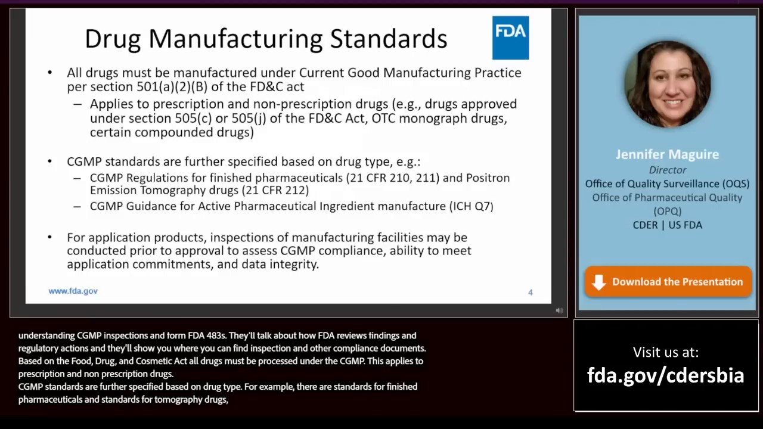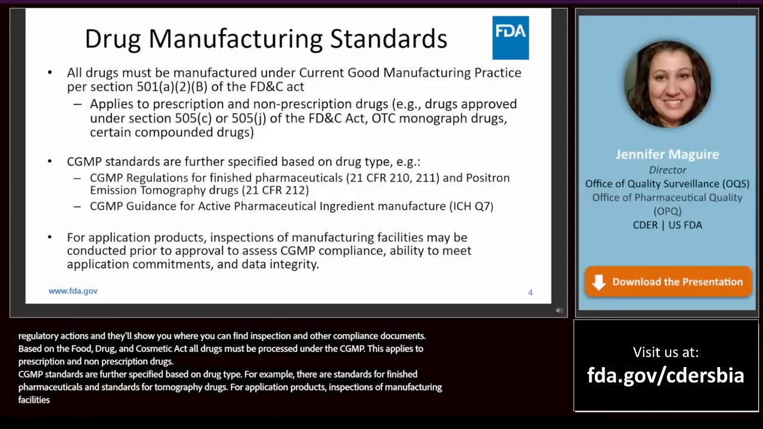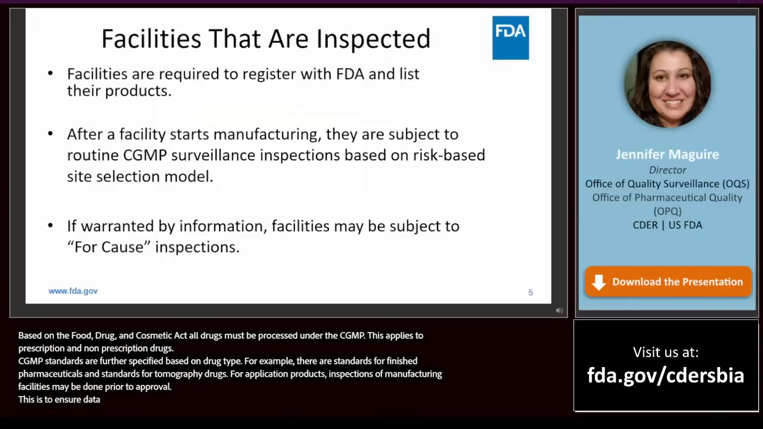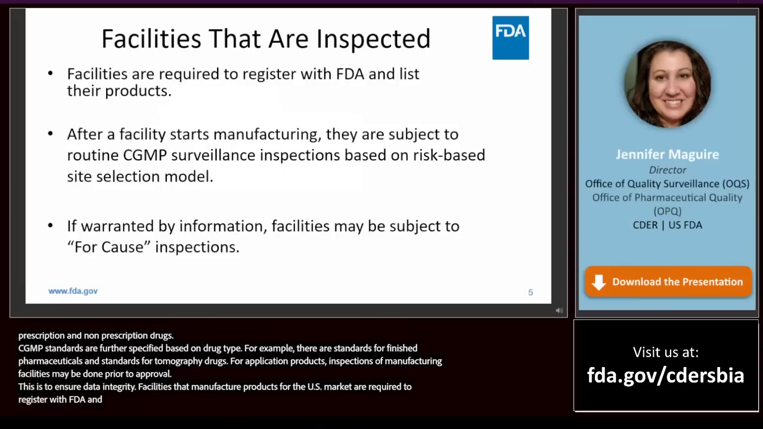For application products, inspections of manufacturing facilities may be conducted prior to approval. This is done to assess CGMP compliance, the applicant's ability to meet application commitments, and also to assure data integrity. Facilities that manufacture products for the U.S. market are required to register with FDA and list their products.